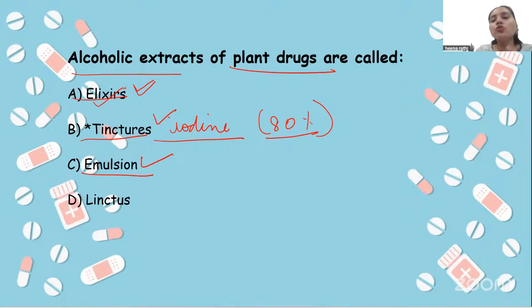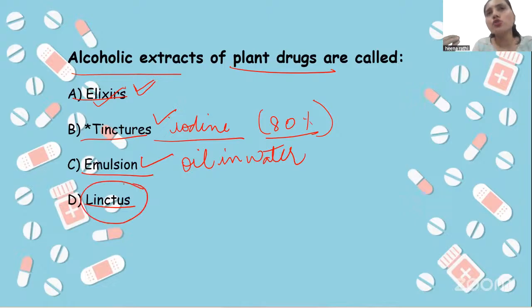Emulsions: when two liquids are mixed which are not going to mix properly, there is emulsification, like oil in water or water in oil conditions. They are emulsions. And the linctus is also a sugary viscous drug which is usually taken for the treatment of cough.